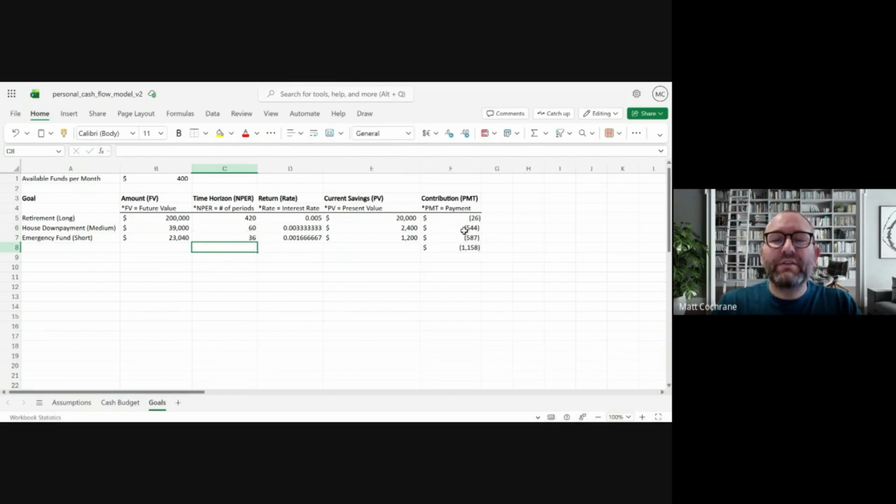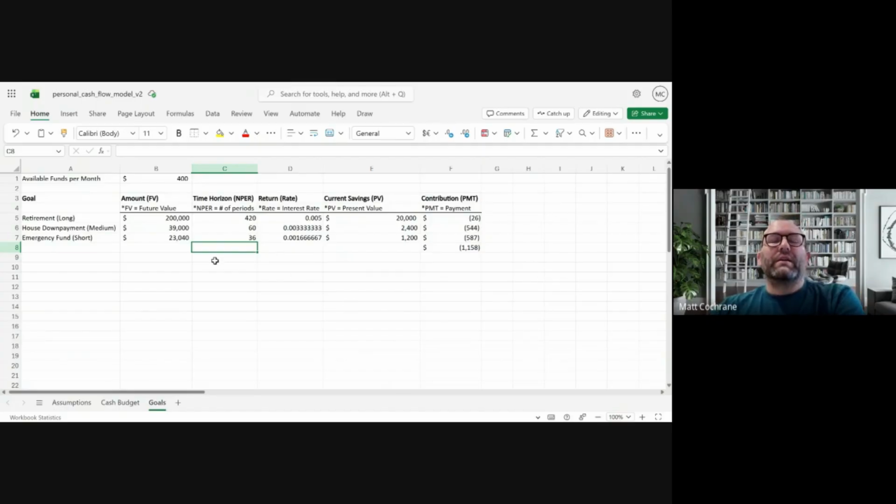36 goes down to 587. Okay. So now we need $1,158 in order to meet these 3 goals. Okay. It's not looking good because these are very big numbers compared to the available funds per month. And this is the situation that a lot of people are in. They have these goals, or really their dreams, but they're not realistic. And they're not realistic because the math just doesn't work, okay?